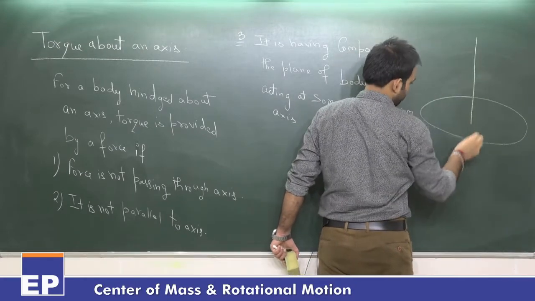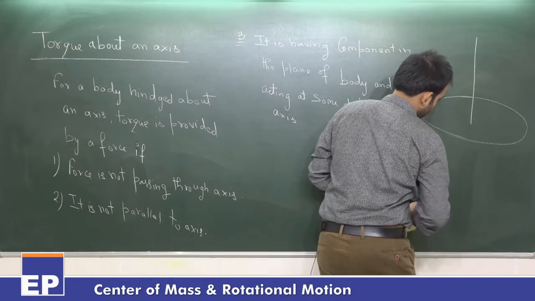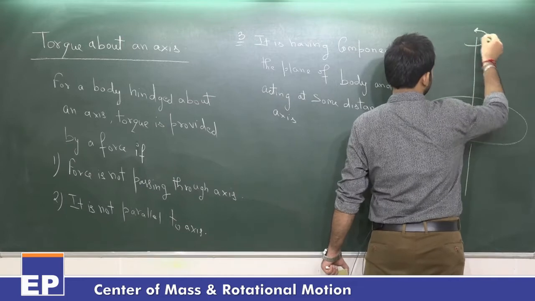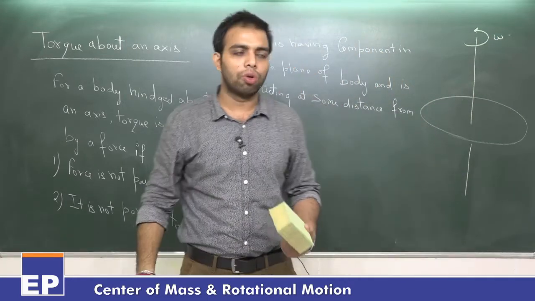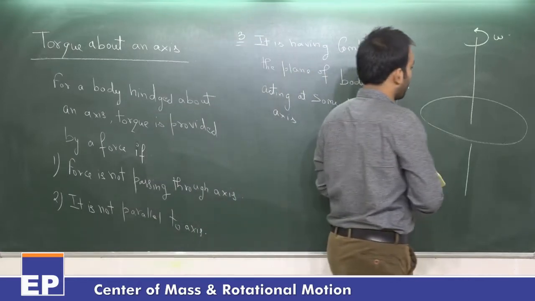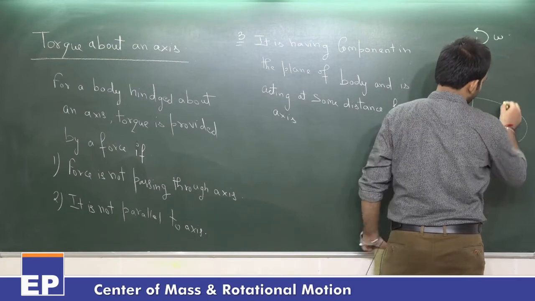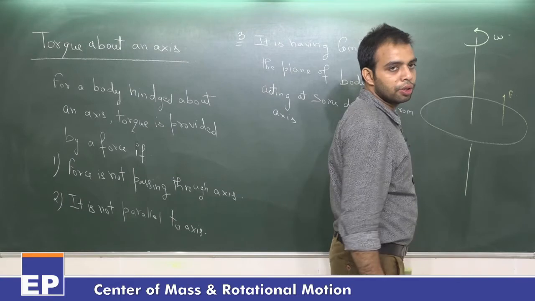And this is the axis about which it is rotating, let's suppose, with some omega. So, whenever a force acts, how will the force provide the torque? Look, if the force component is parallel to the axis, then it will not provide any torque, because it cannot move the body about it.